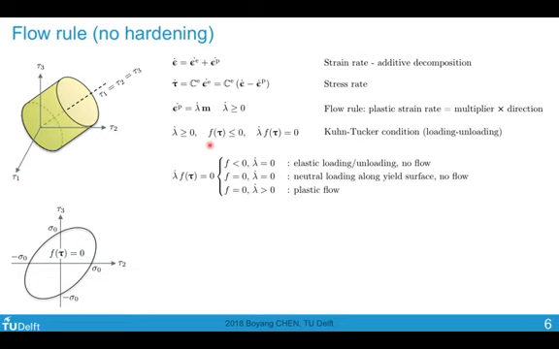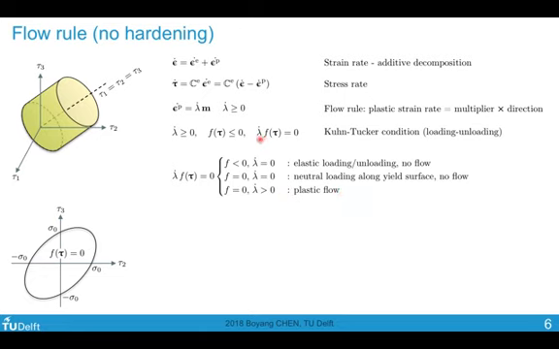We have the elastic loading or unloading, where the plastic flow rate is simply 0, and our yield condition is not satisfied. We also have the neutral loading, which means that our stress state satisfies the yield criteria, but our plastic flow rate is still 0. This is the case where our stress state is traveling along the yield surface. The third condition is that the yield criteria has been satisfied and we are having a finite plastic flow. So to calculate our plastic flow, we need to dig into this last condition.